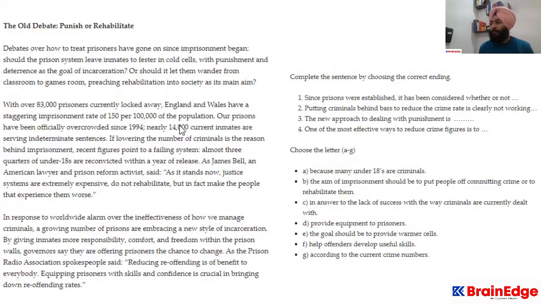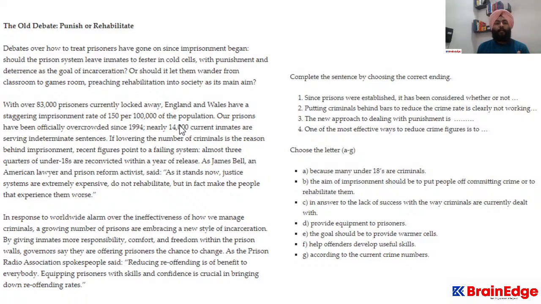Let's see. Putting criminals behind bars to reduce the crime rate is clearly not working. Clearly not working. Something is failing. That means we are putting criminals behind the bars, but it is failing. It is not working at all. There's some kind of loophole. Putting criminals behind the bars to reduce crime rate. Reduce means lower. Crime rate means the number of crimes, criminals.